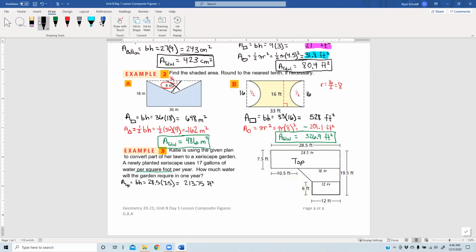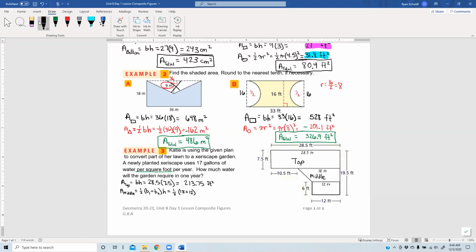Now we need the trapezoid here. So let's just call this the middle. So area of the middle, it's a trap. So our formula, if you remember, for the area of a trapezoid is 1/2 base 1 plus base 2 times height. So let's see. I'm going to have 1/2. Base 1 is 18. Base 2 is 12.